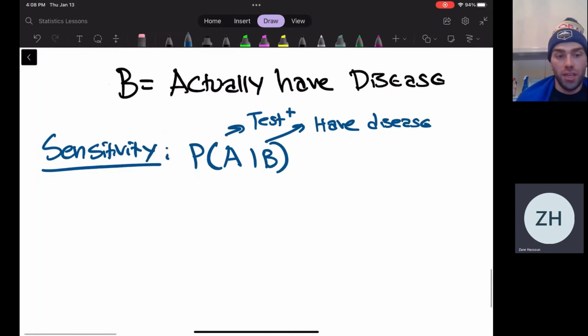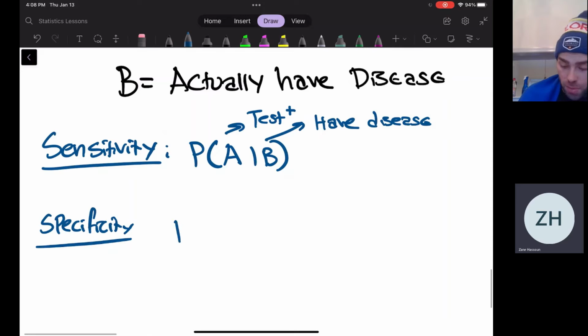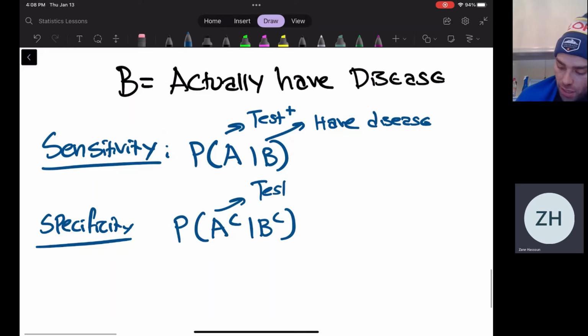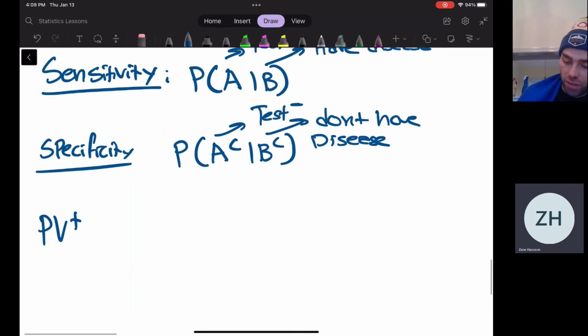And specificity would be the probability of A complement given B complement. So the probability you test negative given you don't have the disease. So conversely, we have the predictive value positive and the predictive value negative. So the PV plus, or predictive value positive, is the probability a person actually has the disease given they have a positive result. So it'd be the inverse of here.